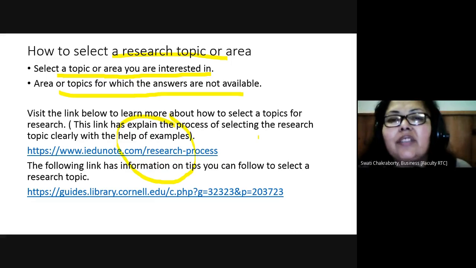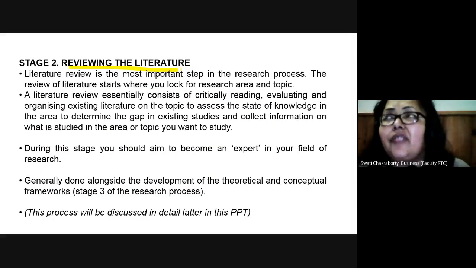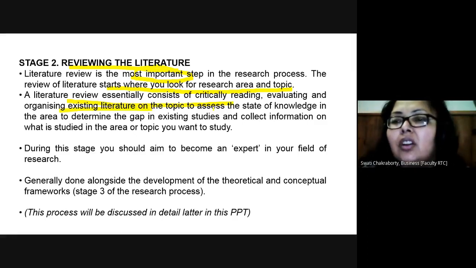The second stage is where we talk of reviewing the literature. This is a very important step, and it's the most important step of the research process. The literature review starts where you look for a research area and topic, and it usually consists of critically reading, evaluating, and organizing the existing literature on the topic you want to work on, to assess the state of knowledge. What is the existing knowledge in that area, which would help you determine the existing gap in these studies.